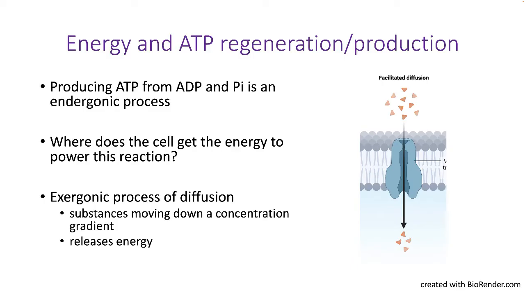The process of building ATP is again endergonic, so we need a supply of energy. In other words, we need to couple this process to an exergonic reaction that releases energy. And that, in this case, is going to be the diffusion of hydrogen ions flowing down their gradient. Recall that diffusion is the flow of substances down their concentration gradient, in other words, from an area of high concentration to an area of low concentration. And diffusion is a process that does not require energy. In fact, it releases energy.